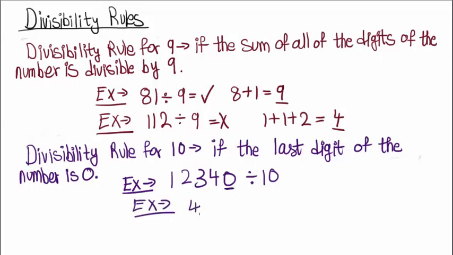On the other hand, 4321 is an example of a number that is not divisible by the number 10 because the last digit of this number is the number 1 and not the number 0.